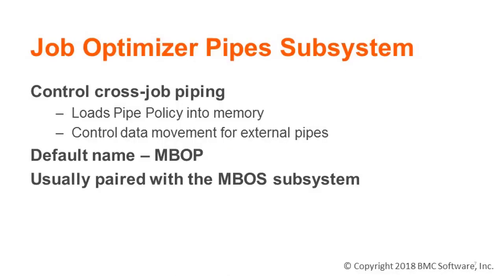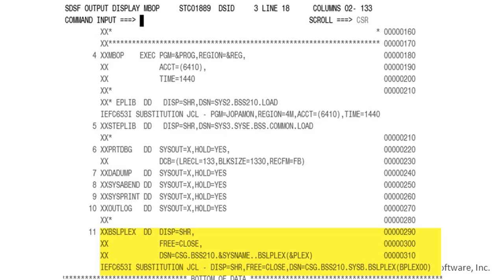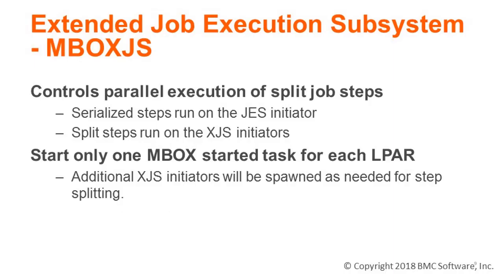The Job Optimizer Pipes subsystem is used to perform data transfer between job steps or separate jobs. The default subsystem ID is MBOP. When issuing commands to the MainView Batch Optimizer Job Optimizer Pipes subsystem, the commands must be preceded with a modify, F, followed by the subsystem ID. Here's an example of the MBOP started task JCL. Notice that the BLSPLEX DD is the same for both the MBOS as well as the MBOP tasks.